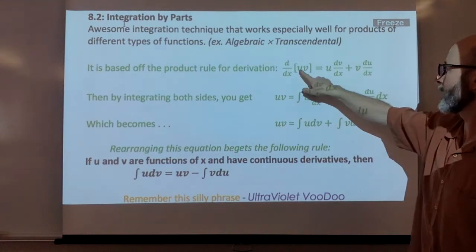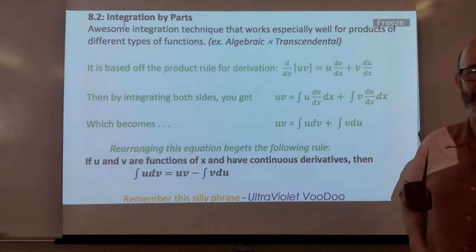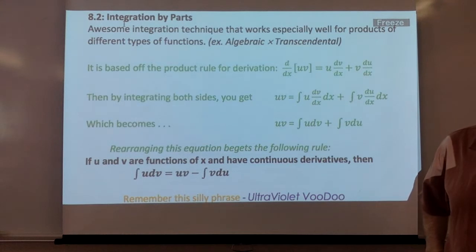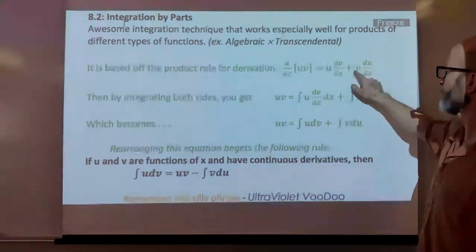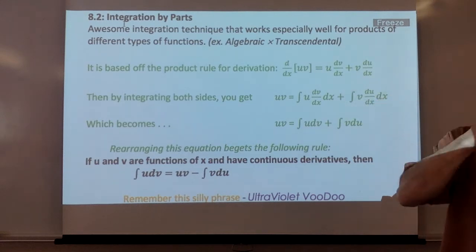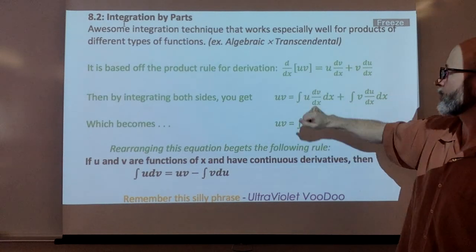This, my friends, is the product rule. If you have two parts, instead of saying f and g like we used to, we're going to say u and v. But that's okay, because we take the derivative, we get the first times the derivative of the second plus the second times the derivative of the first. All we need to do then is integrate everything.